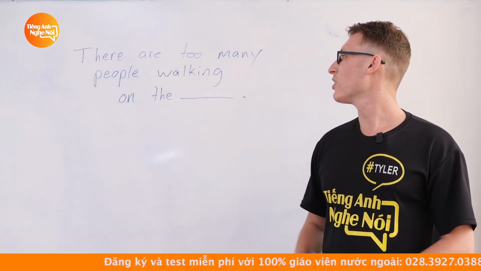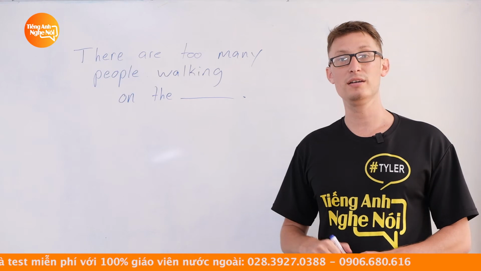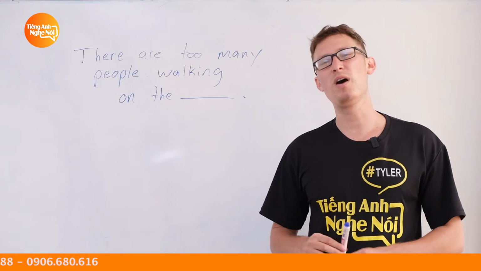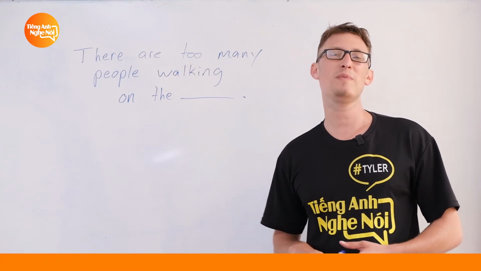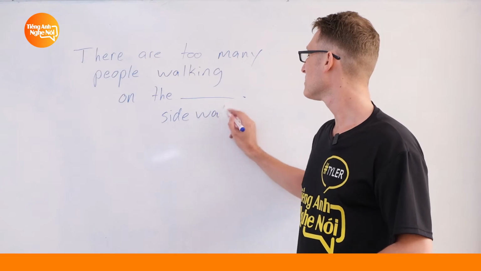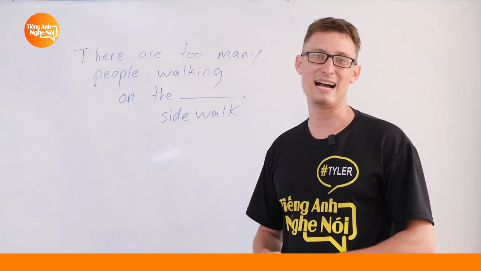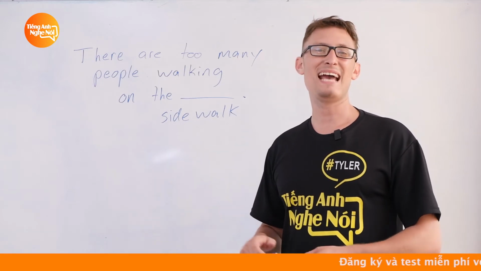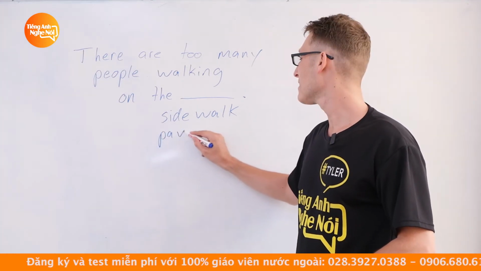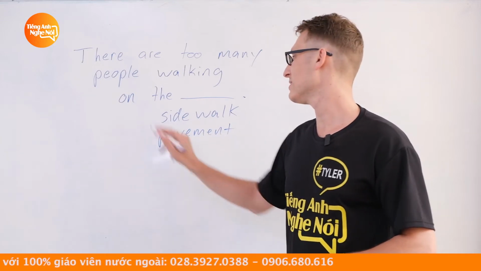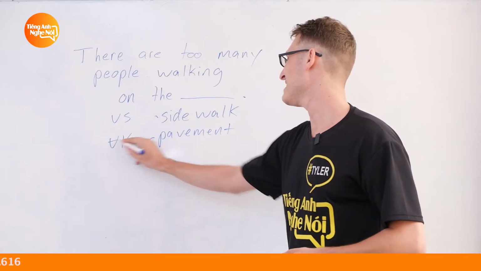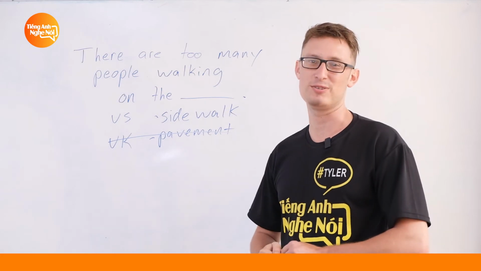Now, there are too many people walking on the what? What do you call the place next to the street where people walk? What do you say? There are too many people on the sidewalk. Now, this is what they say in the US. If you are in the UK, you might hear people say pavement. So sidewalk is US, pavement is UK. But I never say pavement, so that's not what we're going to do today.